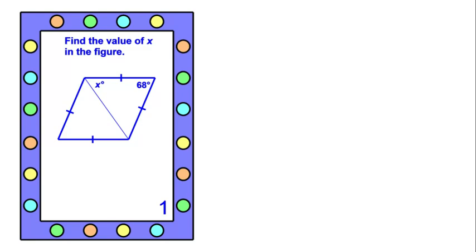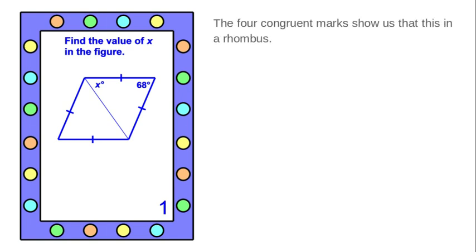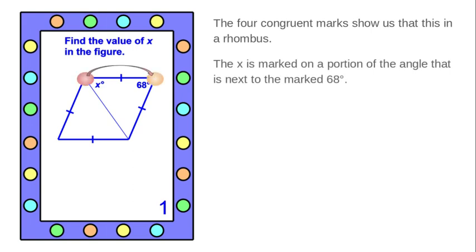In the first diagram, it asks us to find the value of x in the figure, so take a look at what's shown there. The fact that we have 4 congruent marks shows us that this figure is going to be a rhombus, so now we need to think about what we know to be true about a rhombus. The x is marked in a portion of the angle that is next to 68 degrees. So x is not the whole angle. If you look over here, x is just that portion of it.